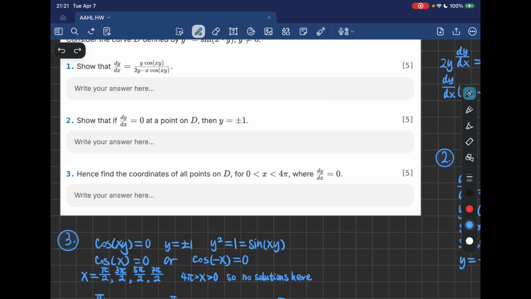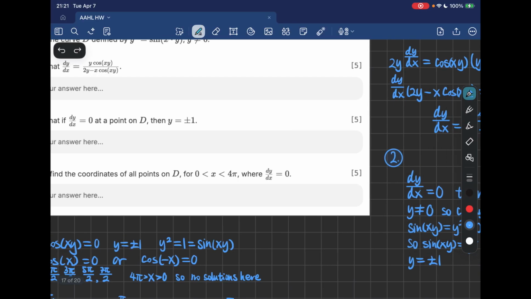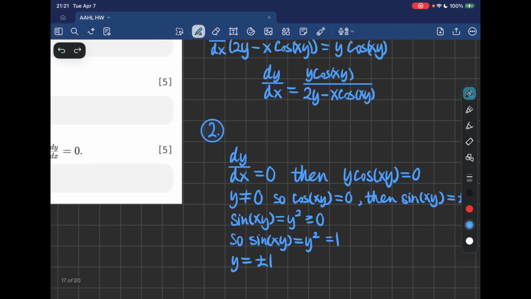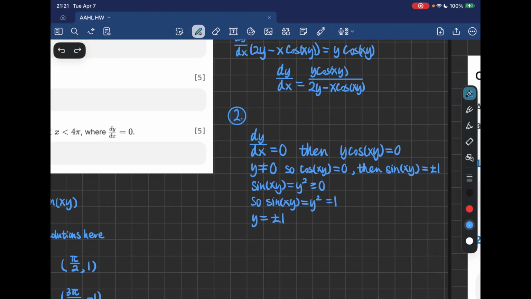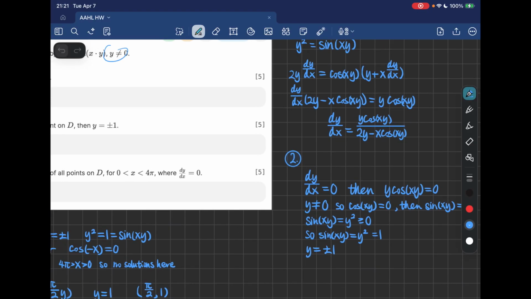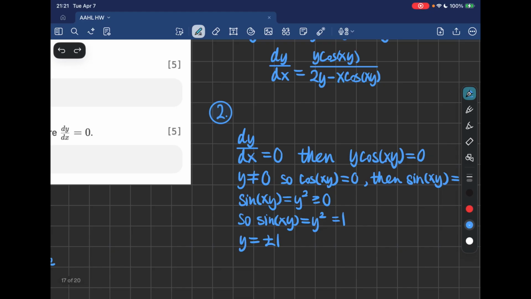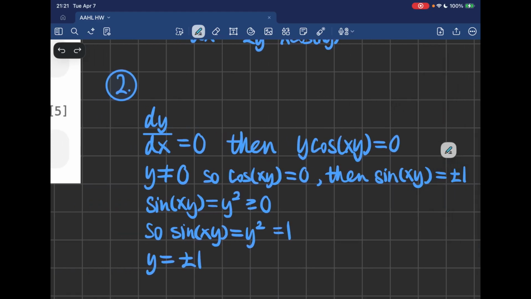Now we want to show that if dy over dx equals 0 at this point on d, then y equals to plus or minus 1. So let's set dy over dx to 0. So that means the numerator equals 0. Well, y cannot be 0, it's stated, so it can only be cosine xy equals to 0. Well, if cosine something equals to 0, then sine of something must be equal to plus or minus 1.